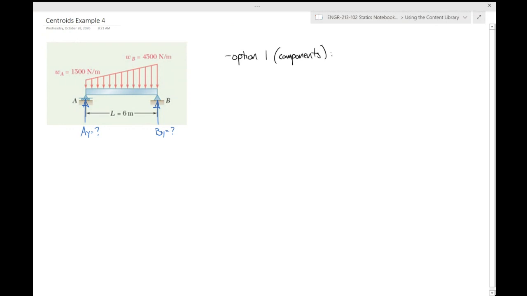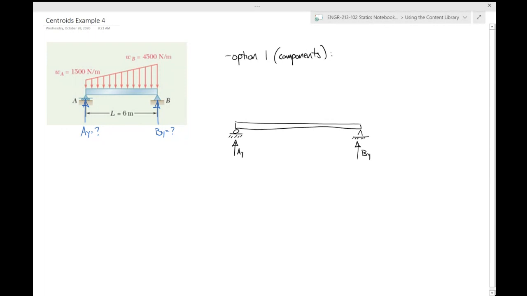So let's look at the components. Okay, so here's the beam, and we have a roller here. So we'll say this is AY, and we have, sorry, I got ahead of myself here. We have a hinge here, and we'll have a reaction here. We'll call it BY.